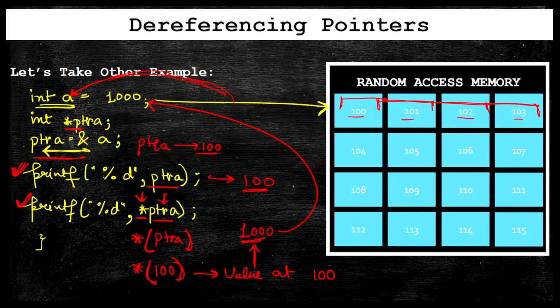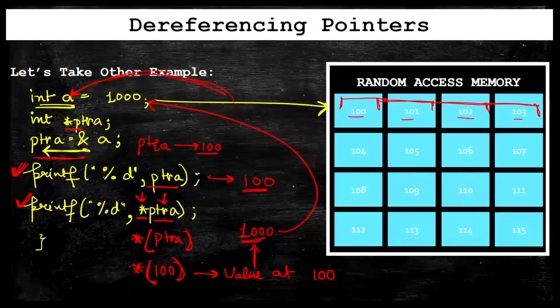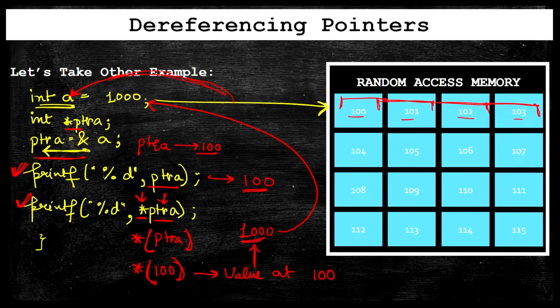Understood the thing? This is called dereferencing of pointers. That is, to print the value at an address with the help of pointers. See, we are not writing here printf %d a. That will also give us 1000. Instead, we are using the pointers to print it. Let's see the VS Code. We can understand it in a better way.